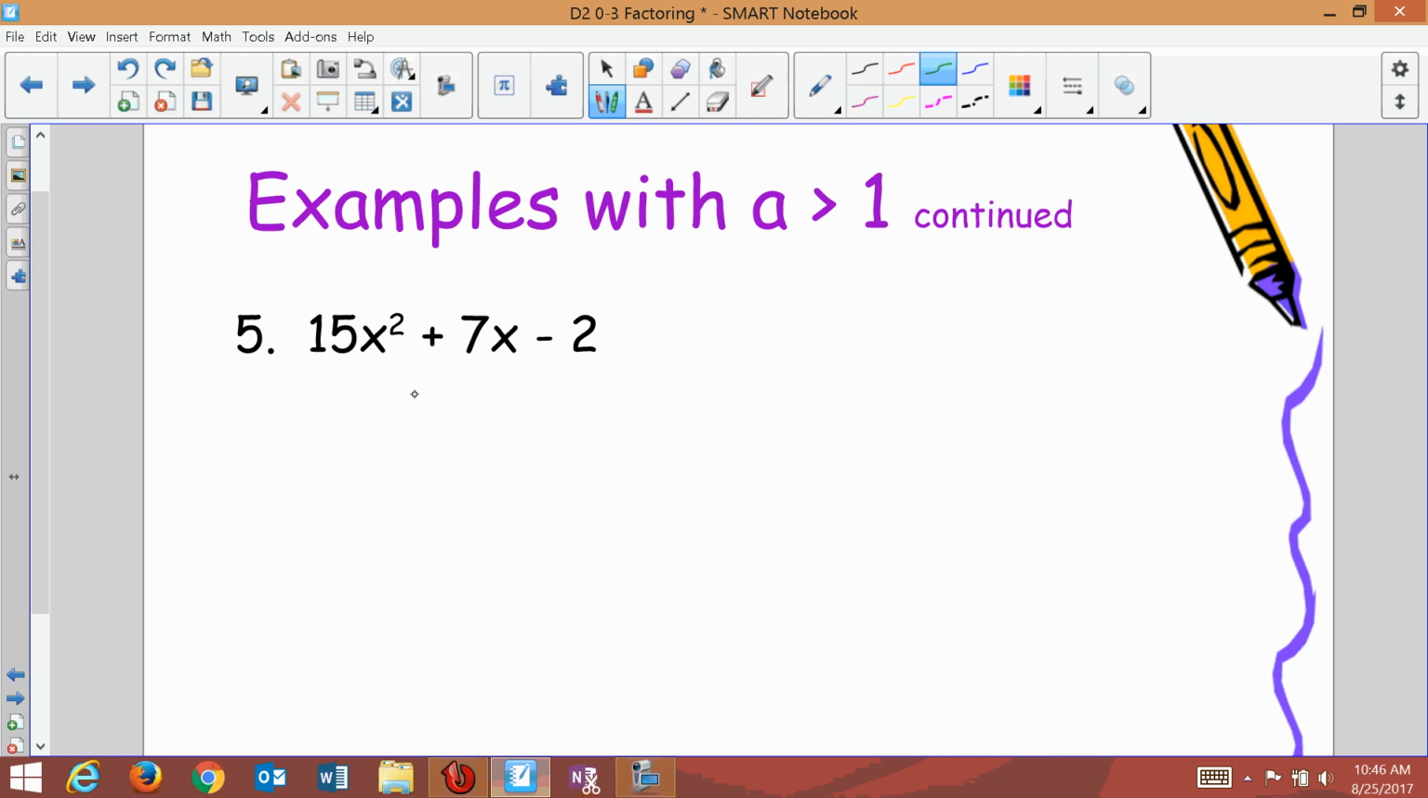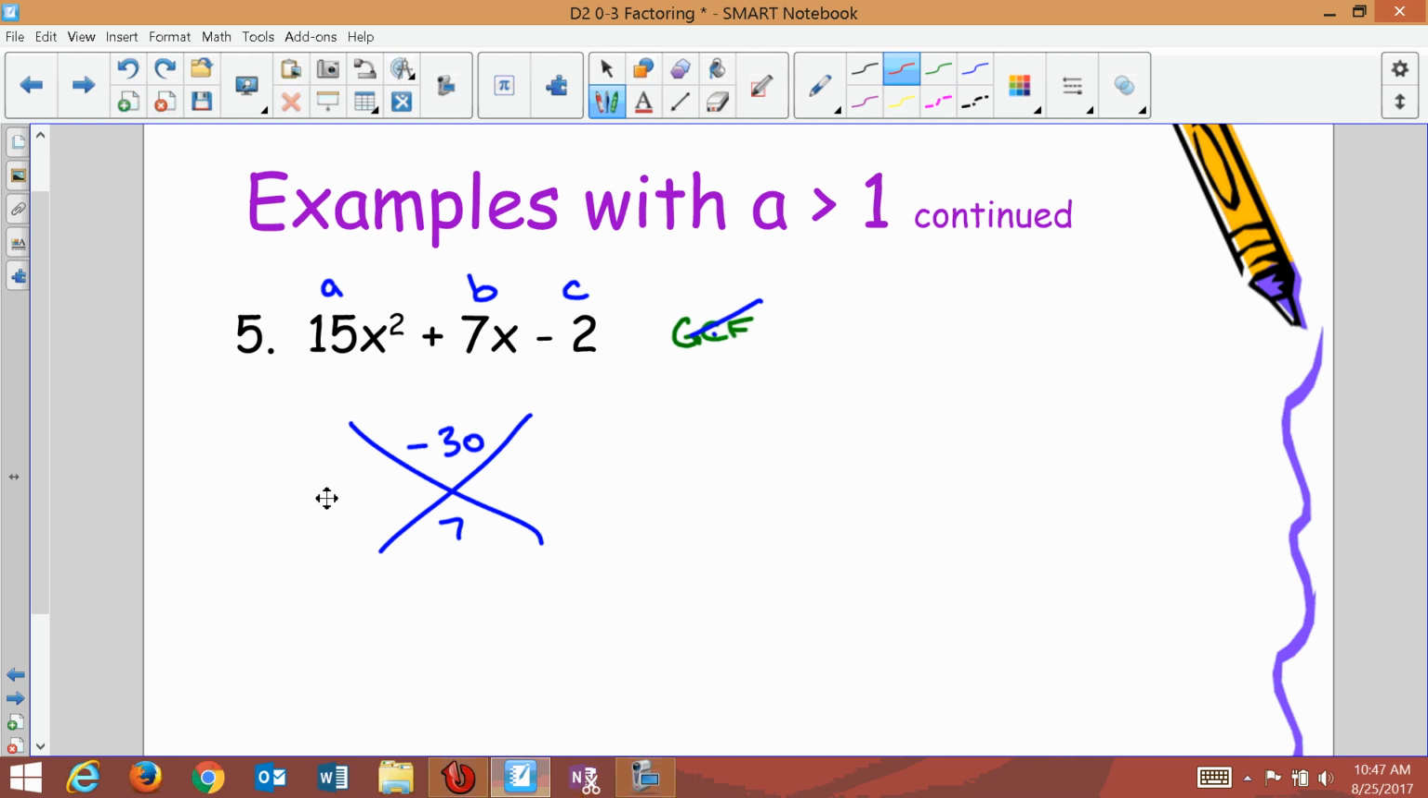We have 15x squared plus 7x minus 2. Again, we look for a GCF. Do you see one? I do not. So I move on from that step, and I go to this X method step. Okay. What is my A times C in this problem? It is -30. My B is 7. So now we ask ourselves what factors of -30 would add up to 7.